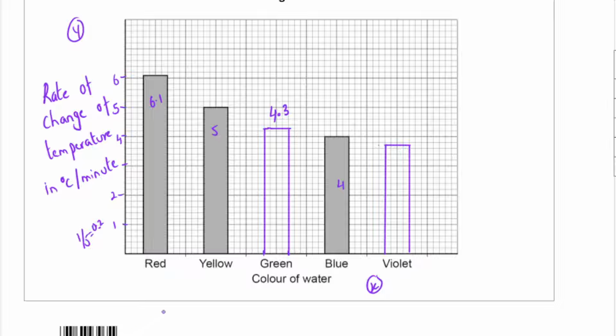Just straight now. There you go. That's 3.7.